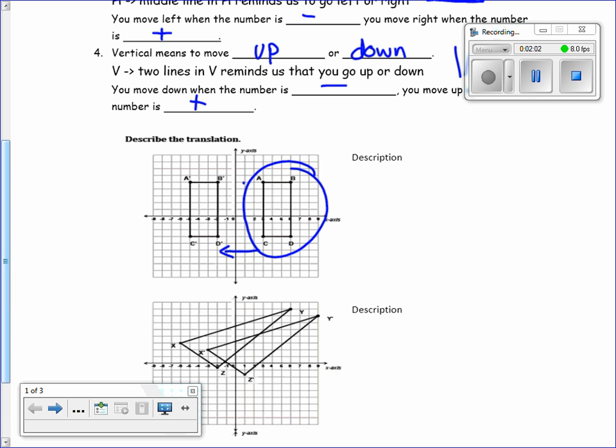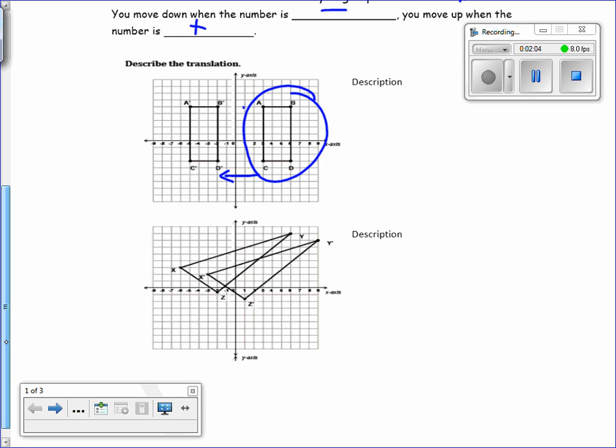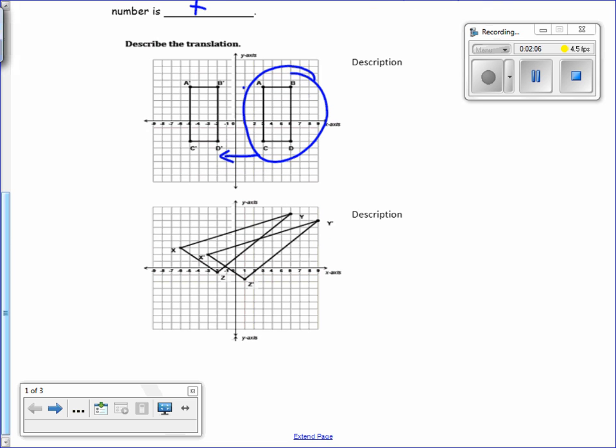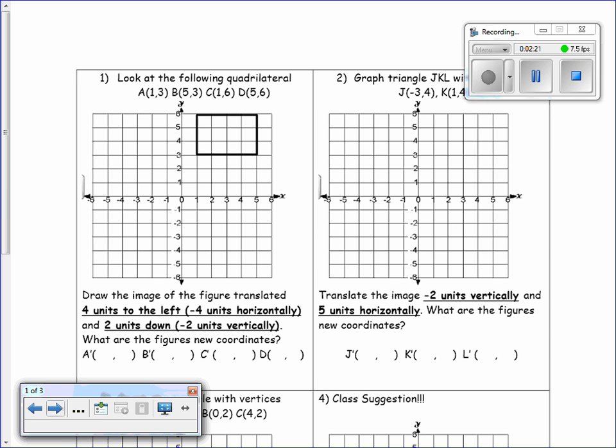Here we have the triangle XYZ. XYZ moved to the right 3, or horizontally positive 3, and then it moved vertically down, -1. So let's go ahead and practice. On the back of your notes, here's the next part.